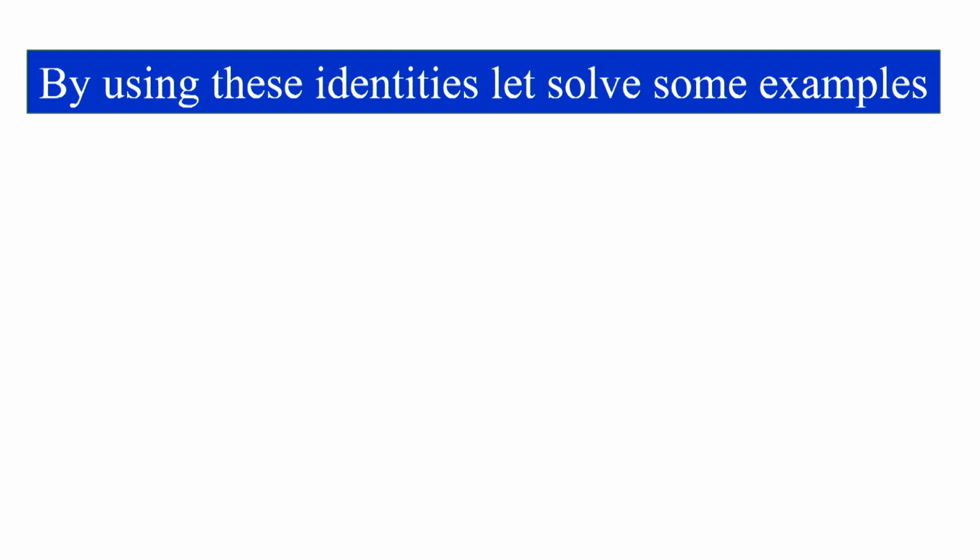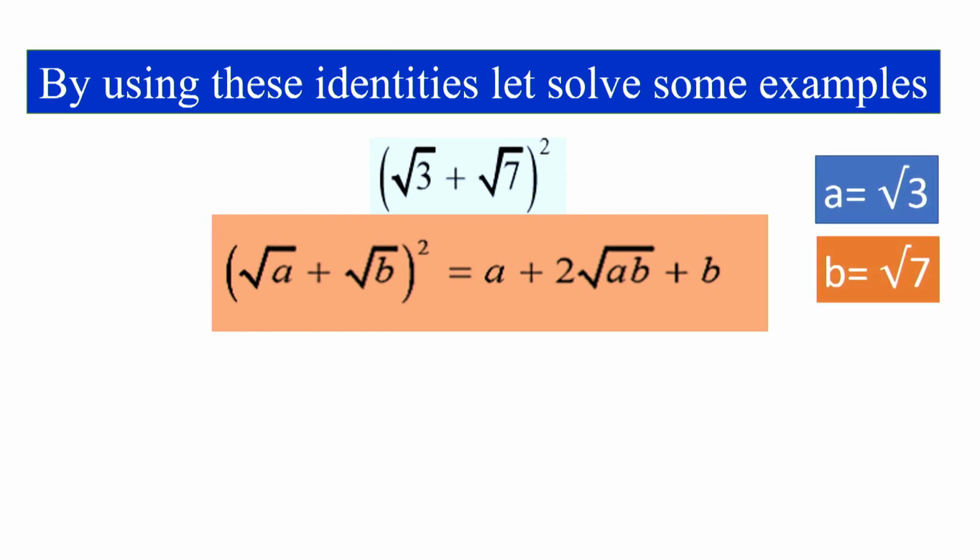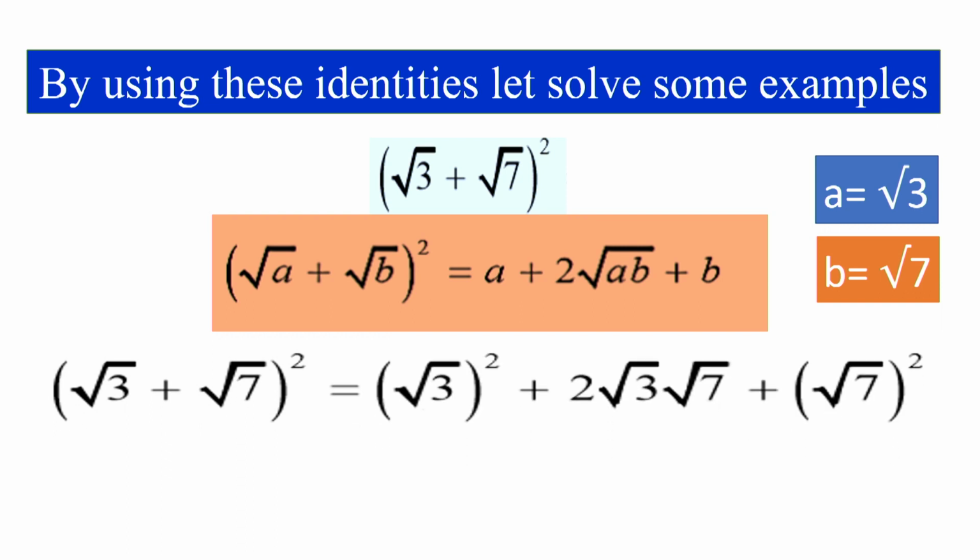Okay, by using these identities, let us solve some examples, my dear students. See, root 3 plus root 7 whole square, it is in the form of root a plus root b whole square. So, here a is equal to root 3 and b is equal to root 7. Please do it for me. You have already done many examples like this in the previous years. Okay, I will show the answer. You have to compare your answer.